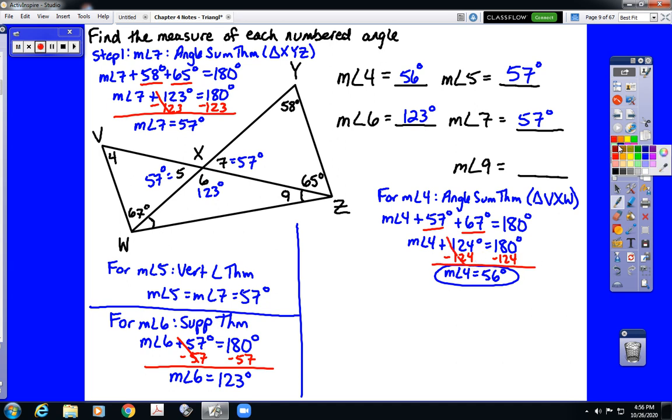Okay, that just leaves the measure of angle 9. This one can be a little bit tricky, but not really. If we look at the markings here in the picture, we have angle markings on angles XZW and XWZ that mark both of those angles as being the same angle, which means whatever the measure of angle 9 is, both of those angles are. So we can use the angle sum theorem again for the measure of angle 9.